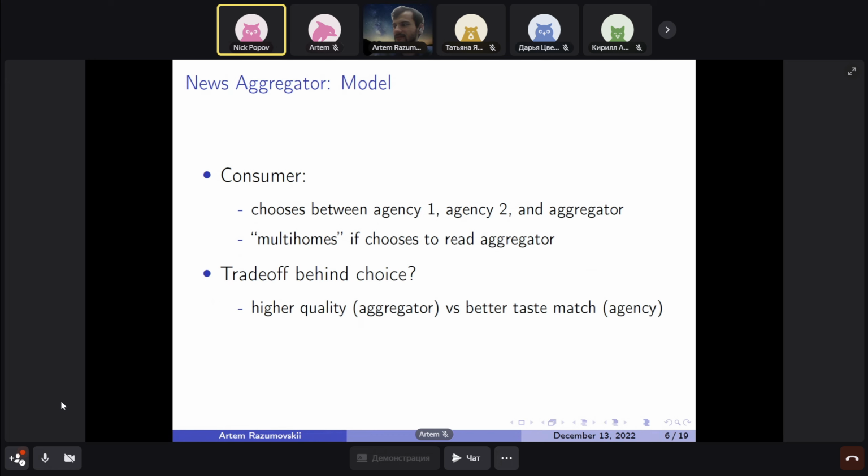Isn't Yandex Zen an aggregator for any kind of news? Yes, but that's online, right? I'm thinking more about the offline papers. No, but yeah, it's an example of an aggregator, right, for sure. But okay, it doesn't matter.